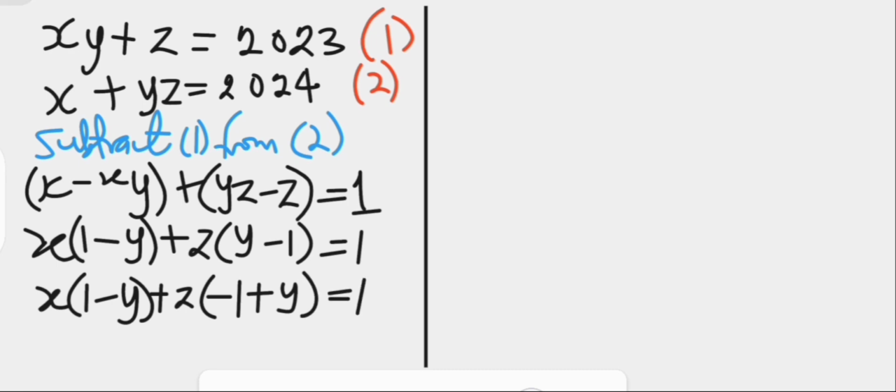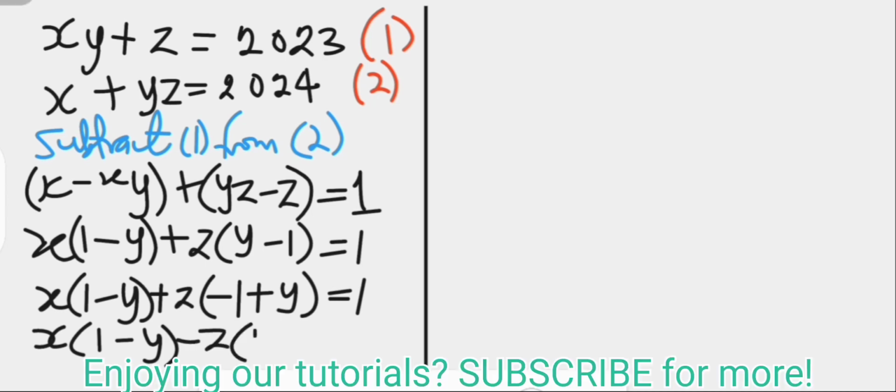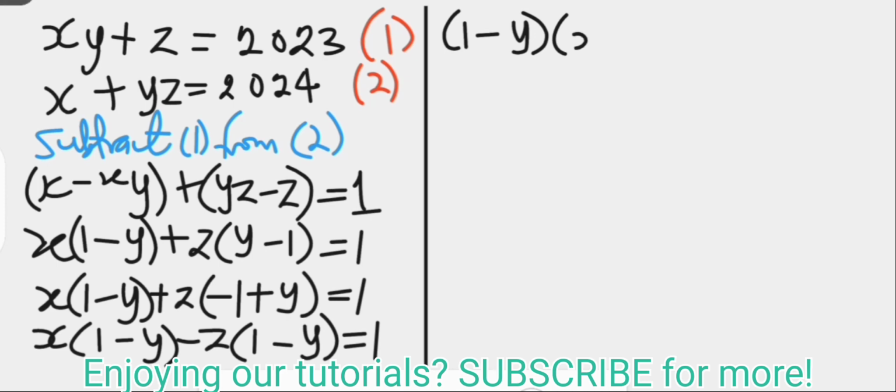And that can be written as x into bracket 1 minus y. We factor negative from the second bracket, that's minus z into bracket 1, having factored negative, then the positive before y becomes negative, so 1 minus y, and that's equal to 1. And at this point, we can factor 1 minus y, which is now a common factor, to give us 1 minus y, x minus z equals 1.